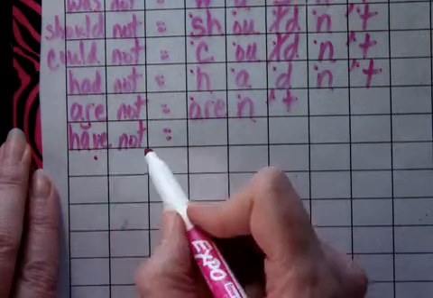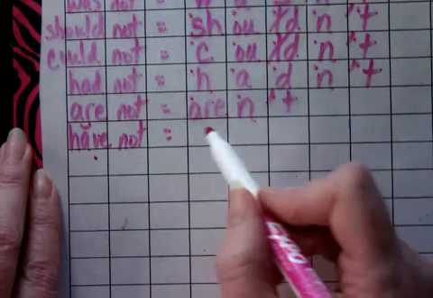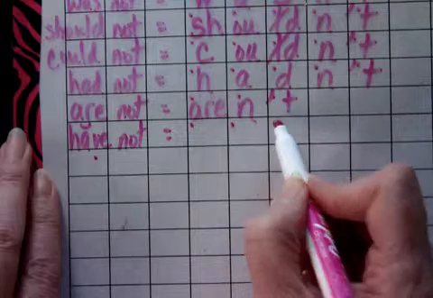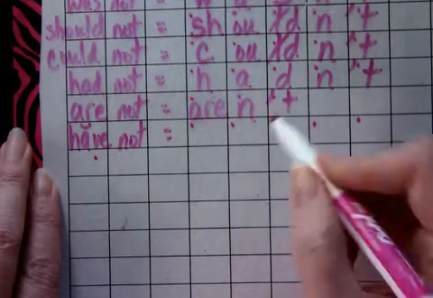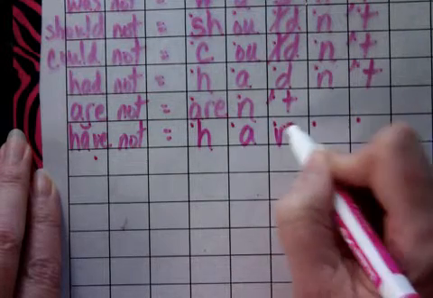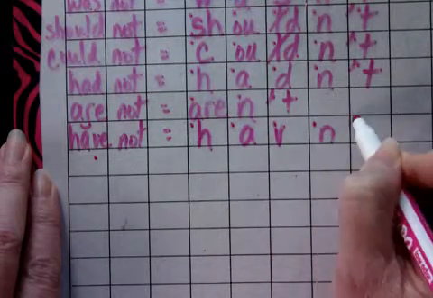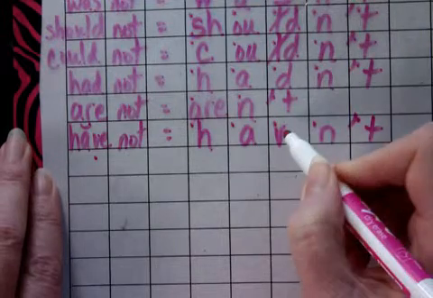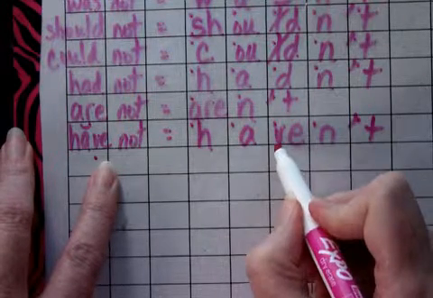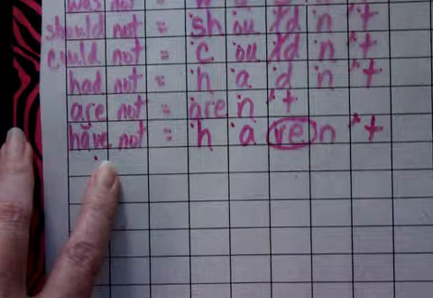So we have have and not, and the word is haven't. H, A, V, N, T. Now we've got this E. We need to put the E with the V, because remember the E is protecting the V from the end of the word. We can circle that to remind us that the E is working with the V.